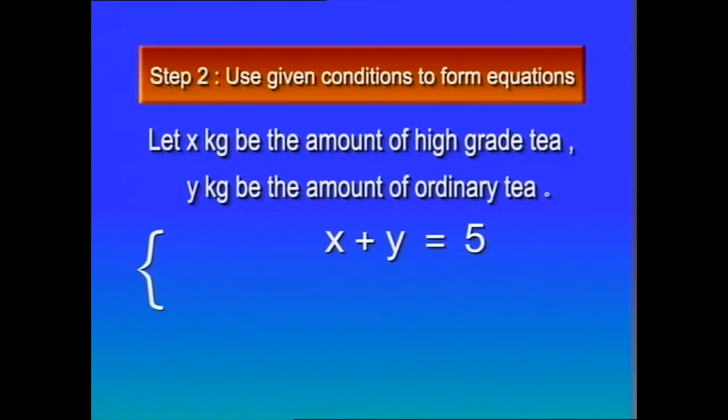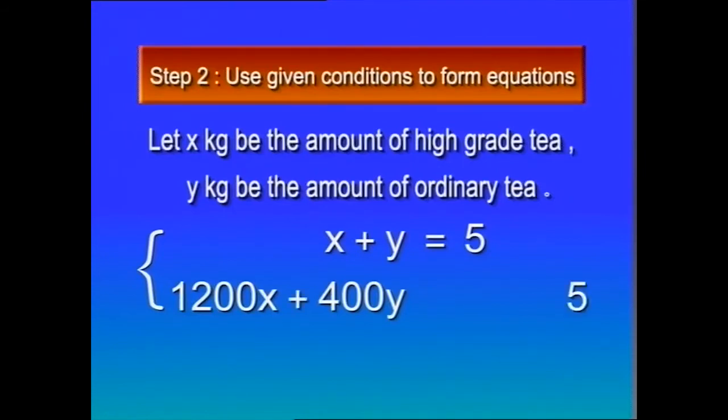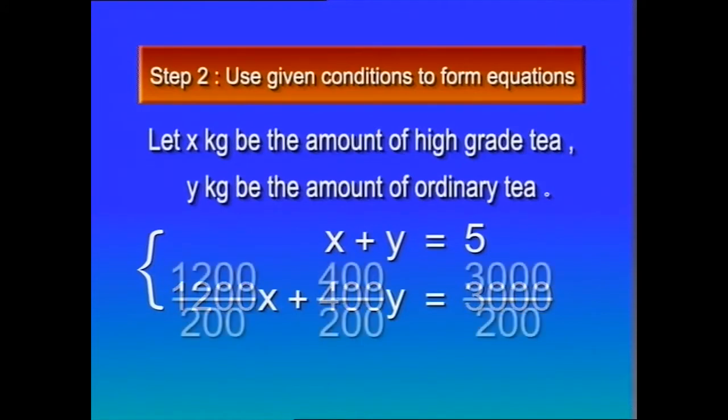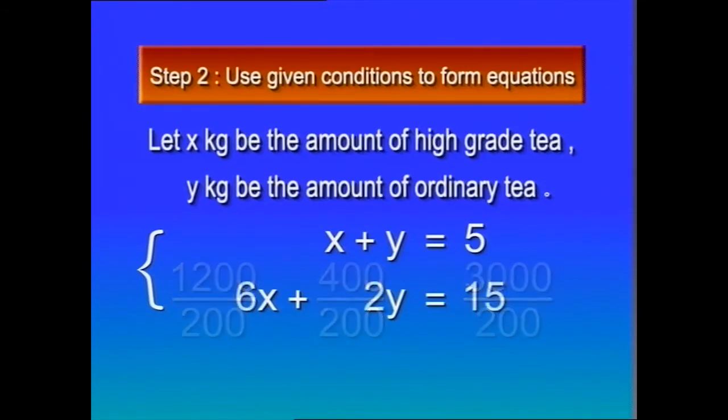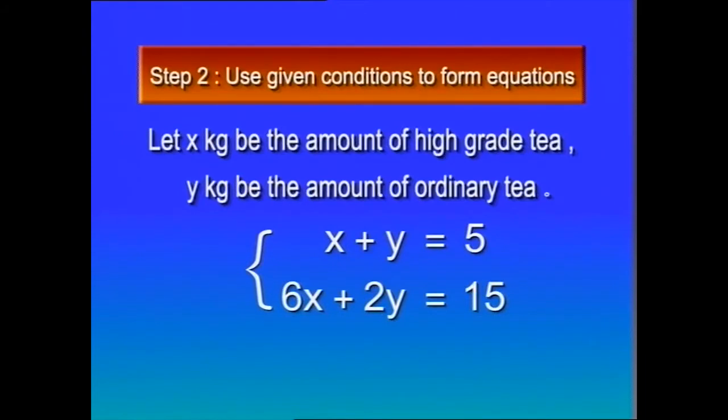The high-grade tea costs $1,200 a kilo. Therefore, x kilos costs 1,200 times x dollars. Ordinary tea costs $400 a kilo. Therefore, y kilos costs 400 times y dollars. The blended tea must weigh 5 kilos and costs $600 a kilo. Therefore, the total cost of the blended tea will be $3,000. On simplifying the equation, we obtain 6x plus 2y equals 15.